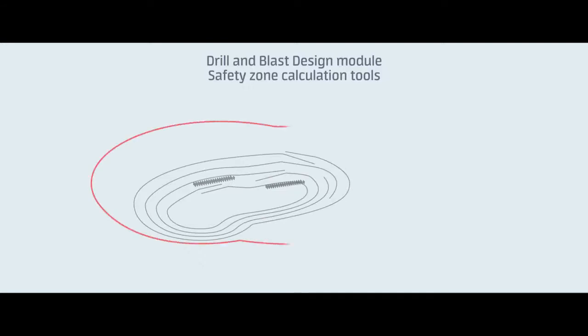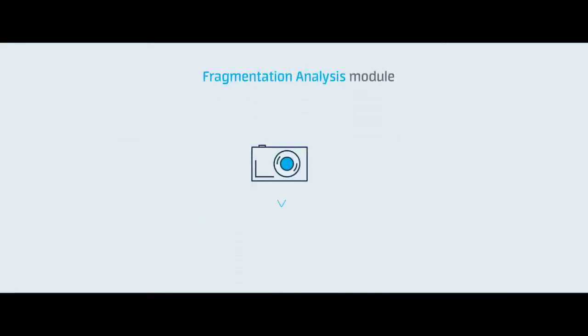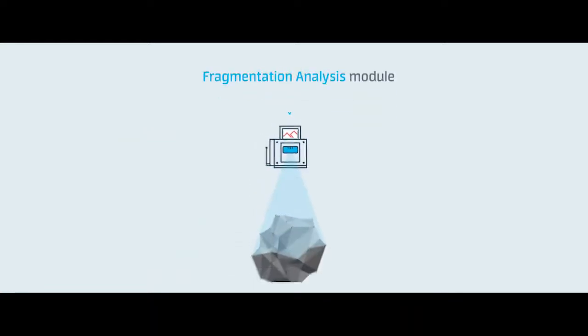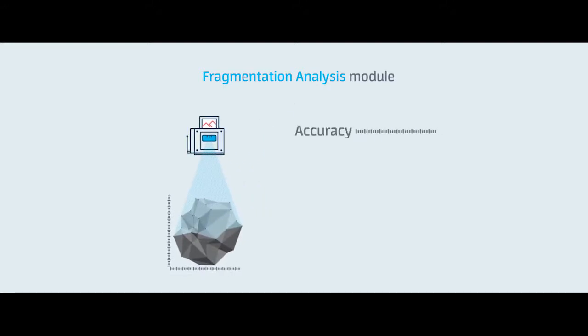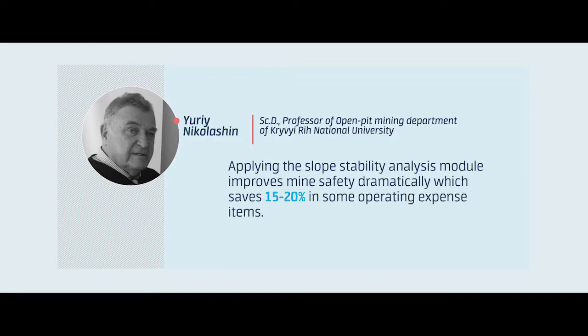The drill and blast module is equipped with a special function to calculate safety zones to protect people and vehicles during blasting operations. It also enables one to calculate the optimal parameters for loading blasting holes and the initiation sequence in order to guarantee seismic safety. The fragmentation module measures blasted rock particle size using digital photography. Its achievable measurement accuracy during real production operations is 95 to 97%. Applying the slope stability analysis module improves mine safety dramatically, which saves 15 to 20% in some operating expense items.